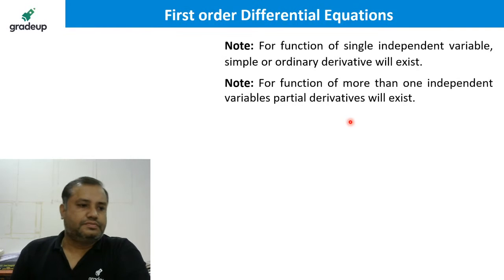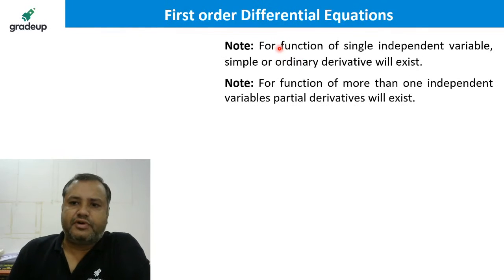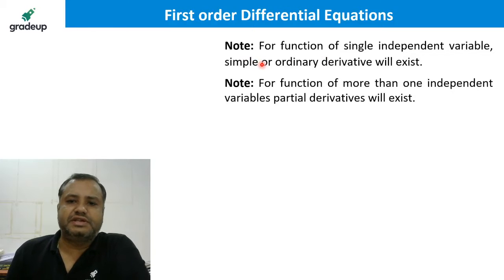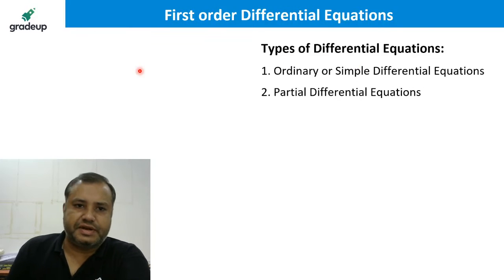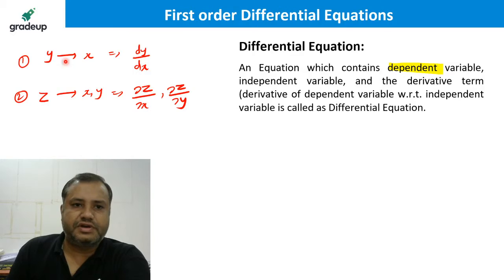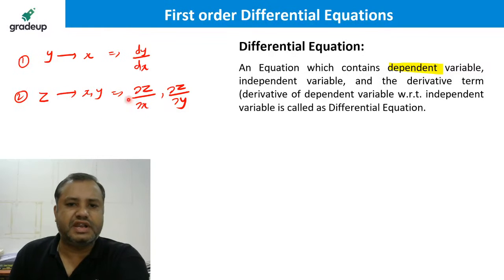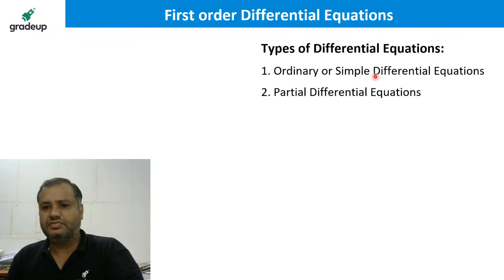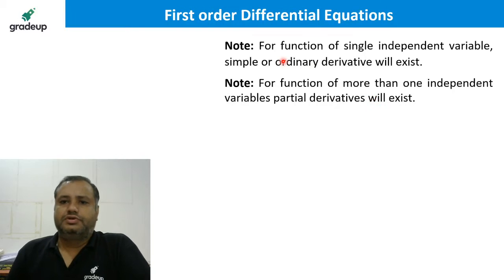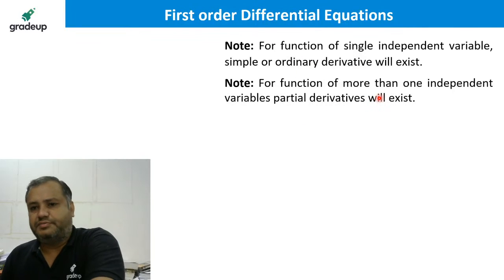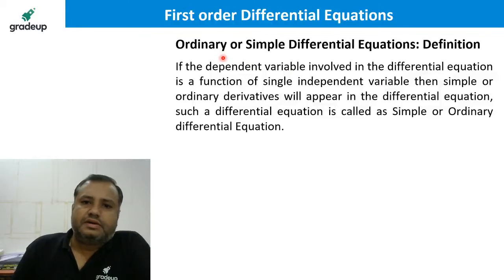I already explained that for a function of a single independent variable, simple or ordinary derivatives will exist. See here, for a function of a single independent variable, ordinary derivative will exist. For a function of more than one independent variable, partial derivatives will exist. This is the definition I already discussed.